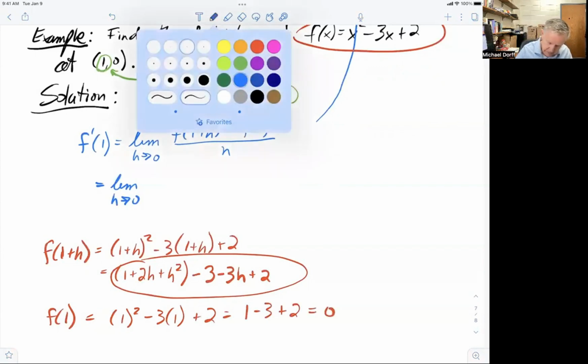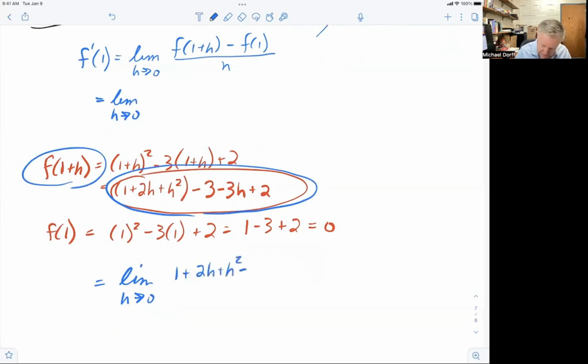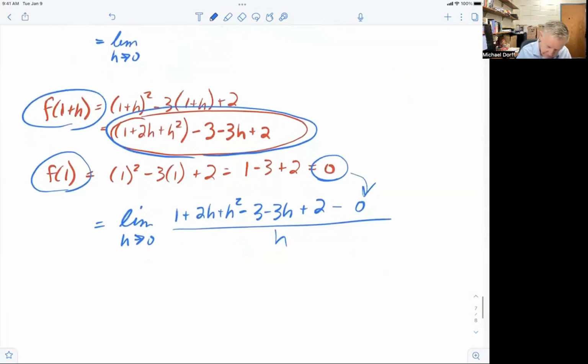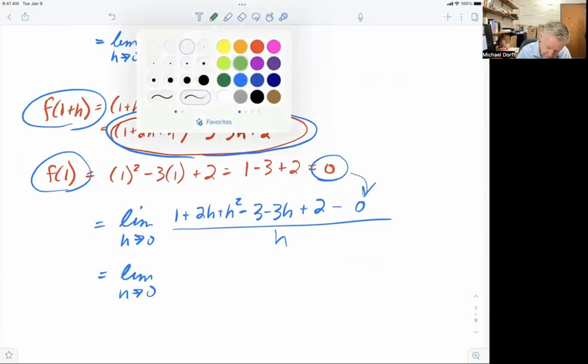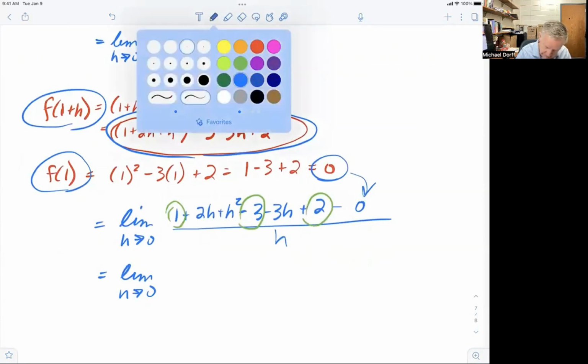So going back here, I've got the limit as h goes to 0. I'm going to put in f of 1 plus h, which is going to be 1 plus 2h plus h squared minus 3 minus 3h plus 2, and then I've got minus 0, and that comes from f of 1, all over h. Now let's simplify this. I've got in green here 1 minus 3 plus 2. That all equals 0. So that's going to cancel out.